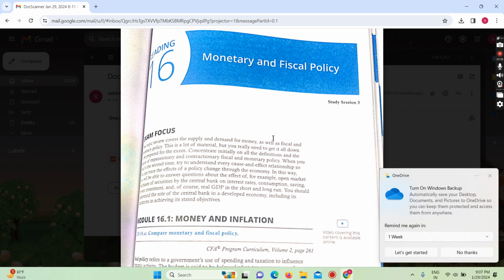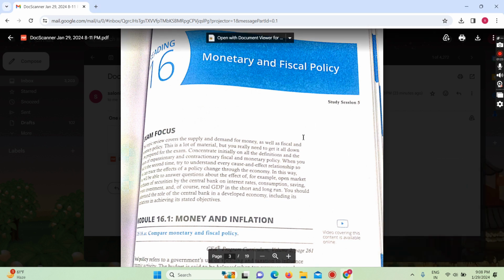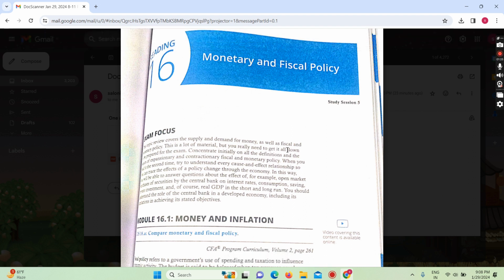policy, which we have already read somewhere while in our graduation or maybe in our professional journey as well. We have already covered the fiscal policy and monetary policy at the CFA intermediate level as well. So this is a lot of material, but you really need to get it all down to be prepared for the exam. Concentrate initially on all the definitions and the basics of expansionary and contractionary fiscal and monetary policy.